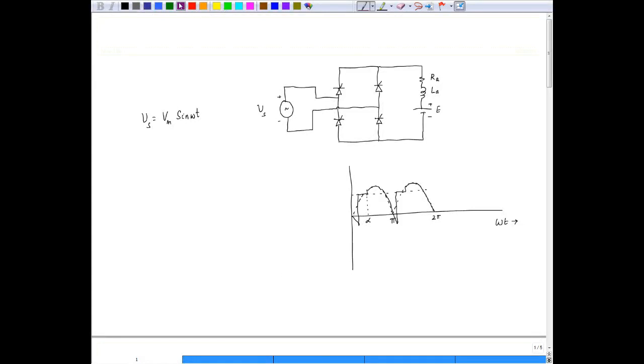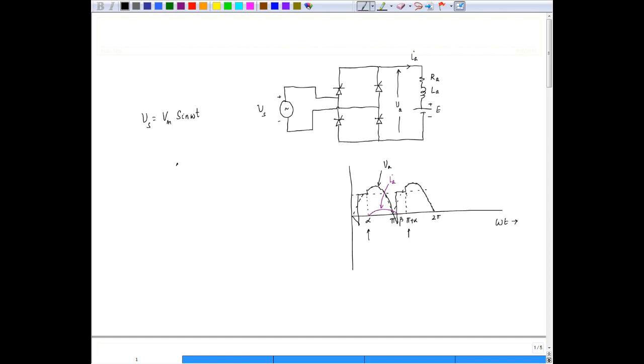Now, what about the current? The current actually starts from alpha and then it ends at beta. So this is the extension angle, that is beta. And again, it is triggered at pi plus alpha. So the triggering instants are alpha, and then we have pi plus alpha. So this is the voltage output, say we call it VA here, and this is the armature current, that is IA.